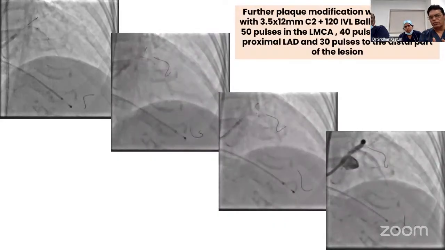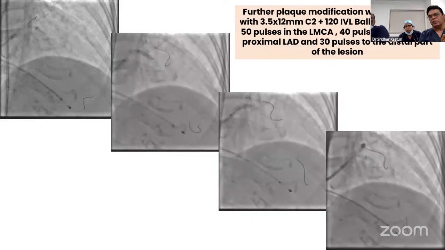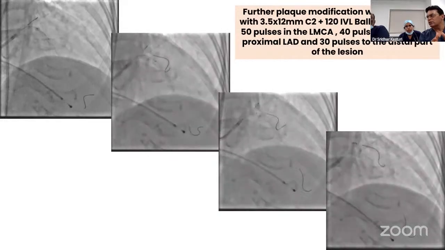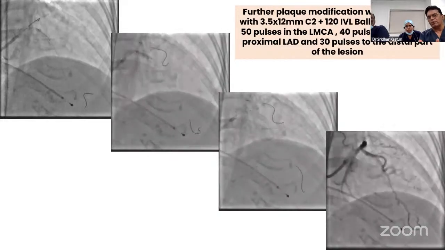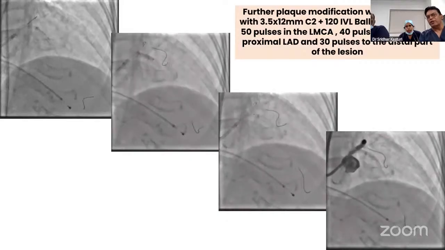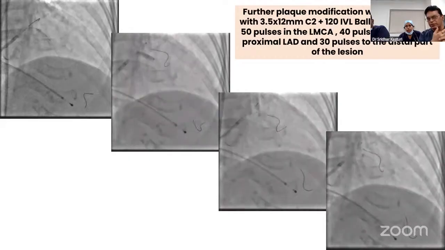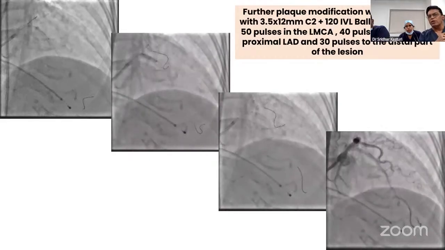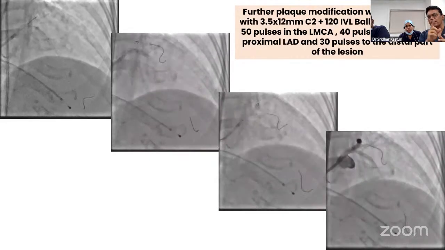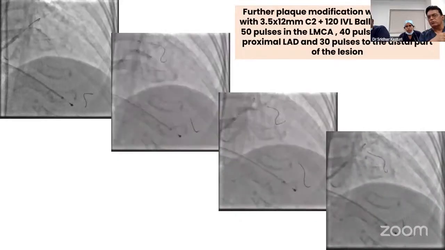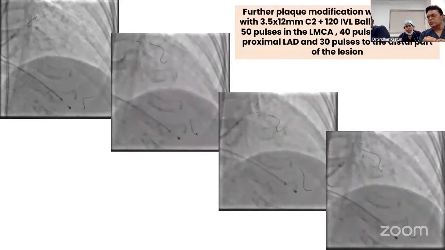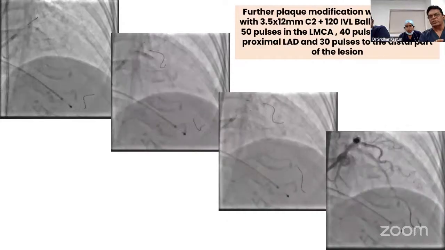So when you deliver the pulses, you give maximum pulses to the LM as well as the osteoproximal LAD, and beyond that you can. So what we did after 120 pulses, we have chosen a 3.5 to 12 mm C2 plus IVL balloon: 50 pulses in the LMCA, 40 pulses in the osteoproximal, 30 pulses in the distal disease segment. So this is our strategy.